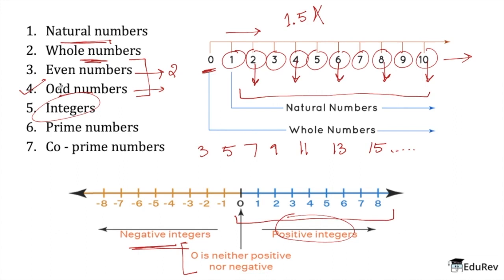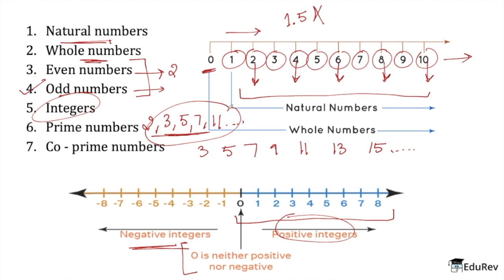Now let's quickly talk about what prime numbers are and what composite numbers are. So what are prime numbers? Prime numbers, as you know, are natural numbers greater than 1 which are divisible by 1 and the number itself. For example, 2, 3, 5, 7, 11. Now what is common in all these numbers? The property common to all these numbers is that they cannot be divided by any other number except 1 and the number itself.